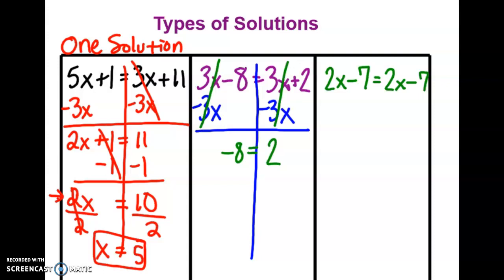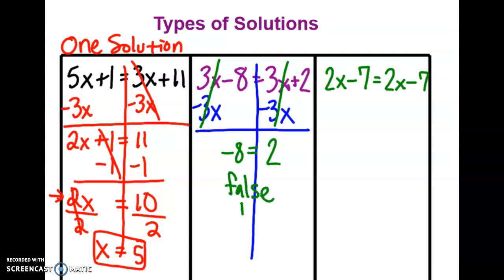When our variables eliminate on both sides, that means we're not going to get one solution like we did in the first problem. We have negative 8 equals 2. There is no x to solve for. So does negative 8 equal 2? Is that a true statement or a false statement? Remember guys, negative 8 can only equal negative 8. It cannot equal any other number. So this is a false statement.